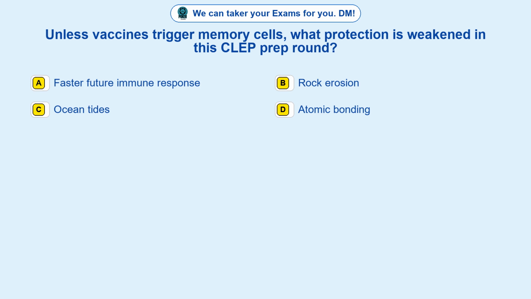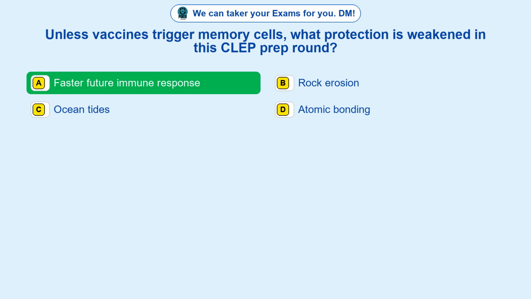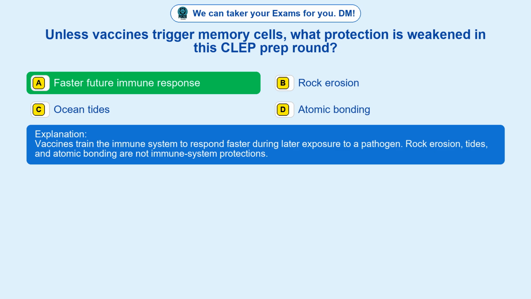Question 22. Unless vaccines trigger memory cells, what protection is weakened in the CLEP prep round? Option A, faster future immune response. Option B, rock erosion. Option C, ocean tides. Option D, atomic bonding. The correct answer is option A, faster future immune response. Vaccines train the immune system to respond faster during later exposure to a pathogen. Rock erosion, tides, and atomic bonding are not immune system protections.